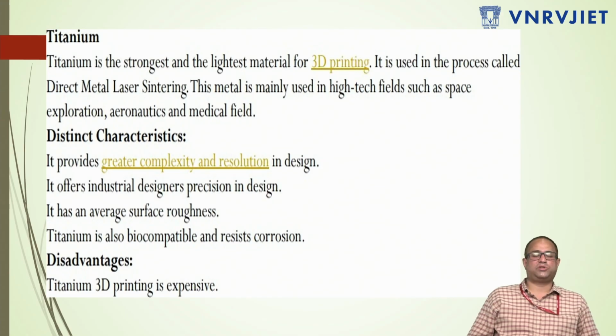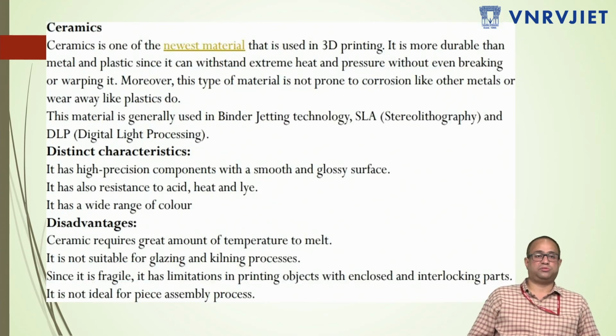And titanium. So titanium is a promising metal, used mostly for bio implants. Okay, mostly for implants, because titanium is the only metal which is acceptable by the human body. So that is a biocompatible material. It is treated with EBM, electron beam melting. So mostly hip and orthopedic implants and dental implants are made using this titanium material. It provides greater complexity and resolution in design, and it offers industrial designers very good precision in design. It has an average surface roughness, and the drawback is that titanium is very expensive.